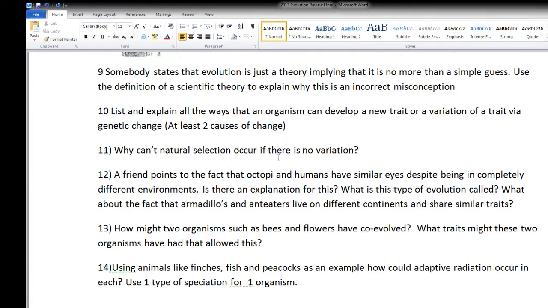Why can't natural selection occur if there is no variation? I don't know. Why is that? You tell me. Alright, I'll tell you. If there's no variation, if everybody has the exact same trait, how are you going to select which trait is better? You can't, because everybody has the same trait. Doesn't work.